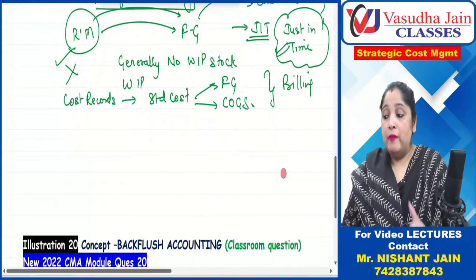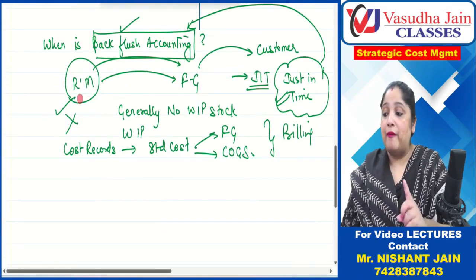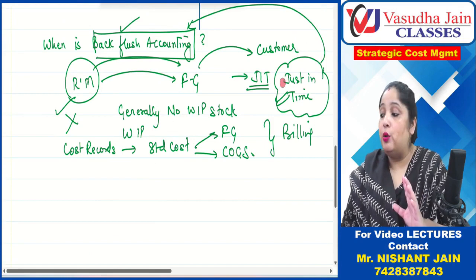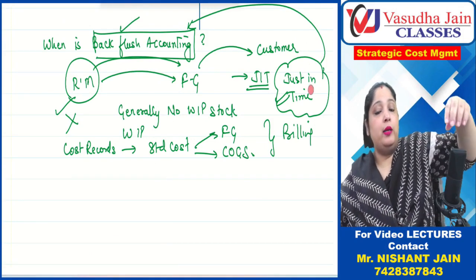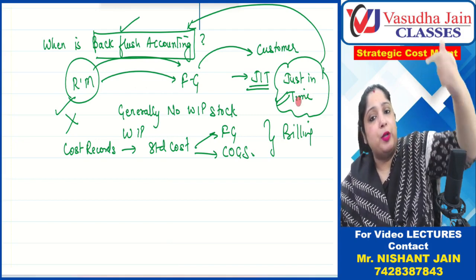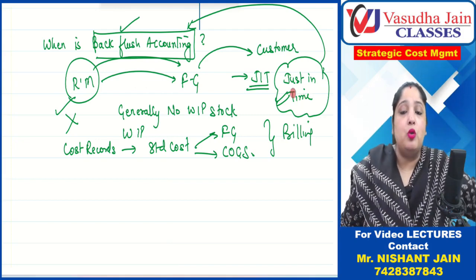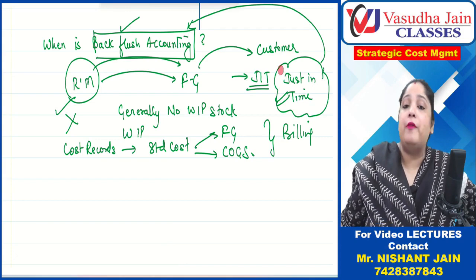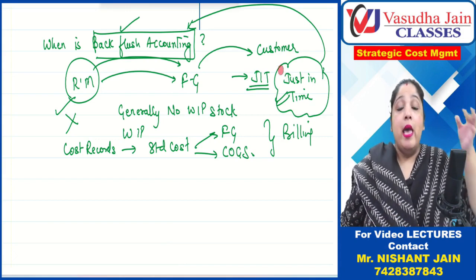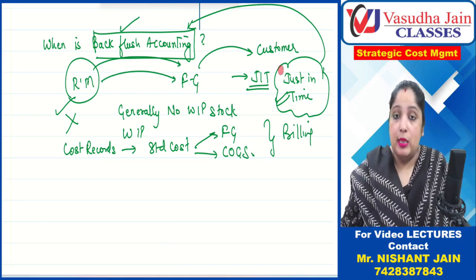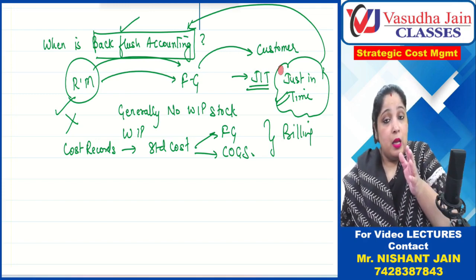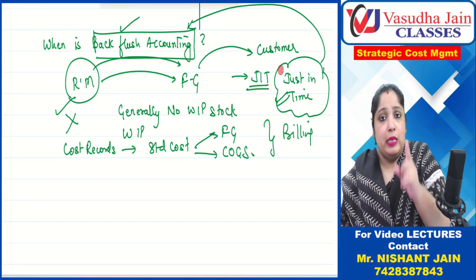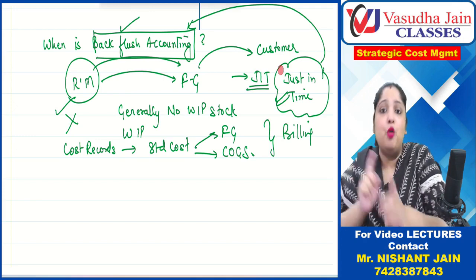One thing you should always remember is that backflush accounting should be used only where you follow the just in time process, where the customer places an order, then you buy raw material, immediately process it, and make finished goods. So entries are passed after finished goods are manufactured. An MCQ can be asked on this: backflush accounting starts when raw material is put into process. No, it starts when finished goods are made, then you pass the entry.